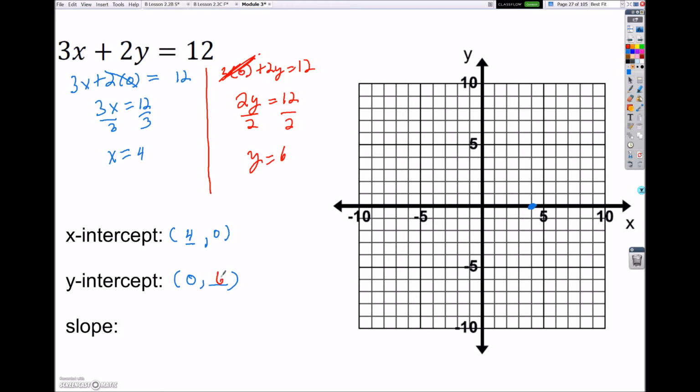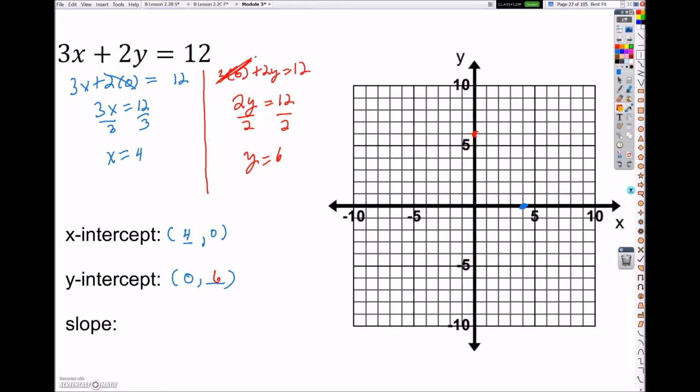So I'm going to have 6 right here. And that's my y-intercept, which means I go over 0 and up 6. Now I can easily just connect the two points. So here is the equation of that line. And it's just going to connect the blue and the red point.